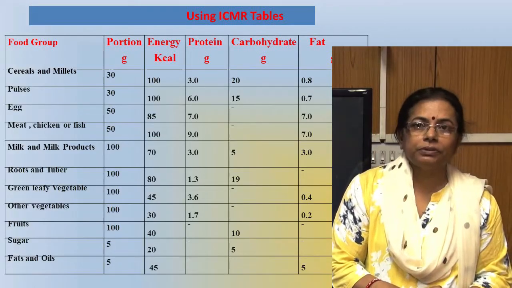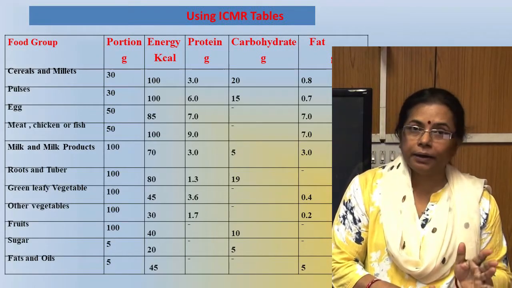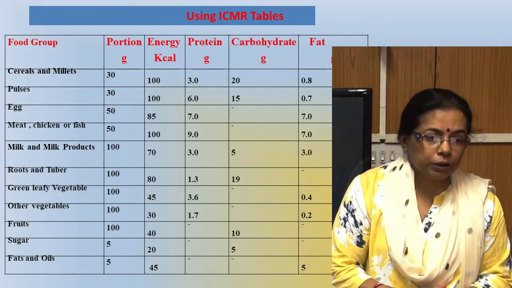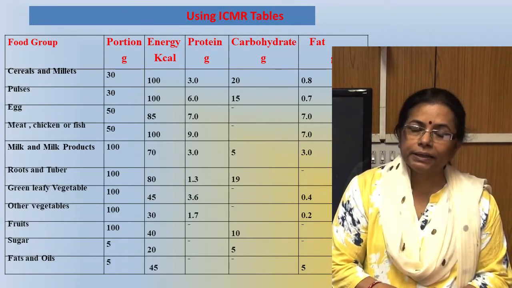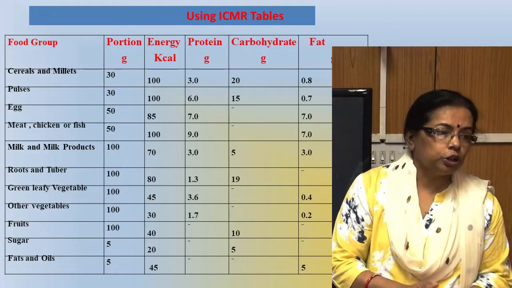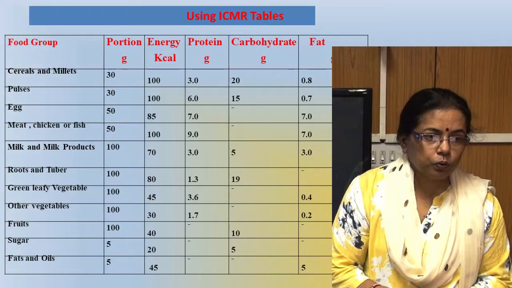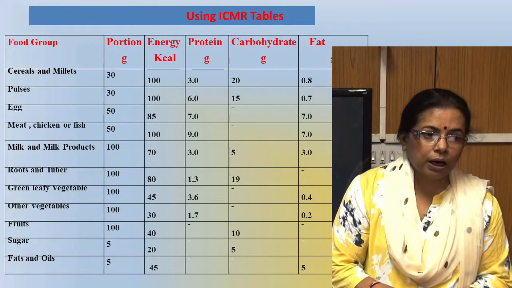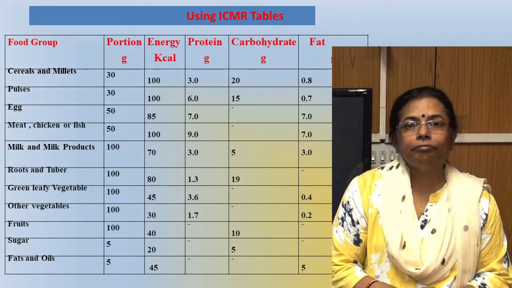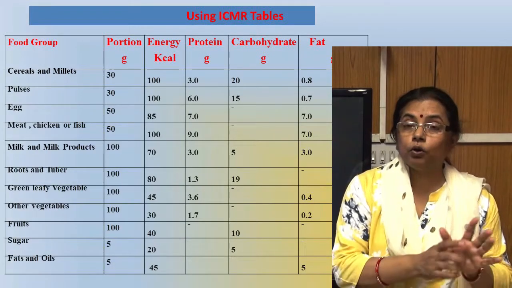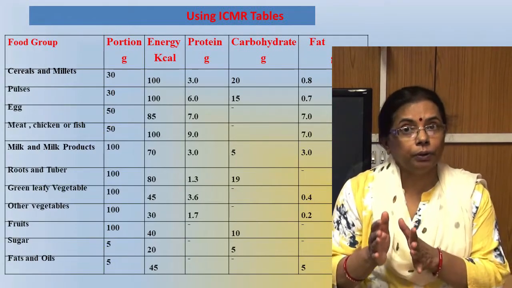One portion of cereals and millets provides 100 calories, 3 grams protein, 20 grams carbohydrate and 0.8 grams fat. One portion of pulses provides 100 calories, 6 grams protein, 15 grams carbohydrate and 0.7 grams fat. By using this table, you can calculate the macronutrient content of the planned menus.